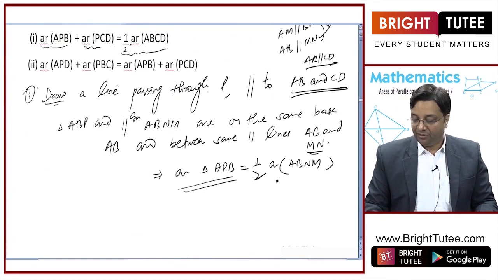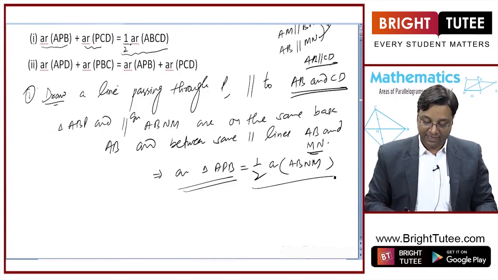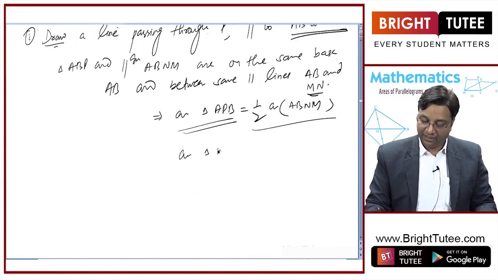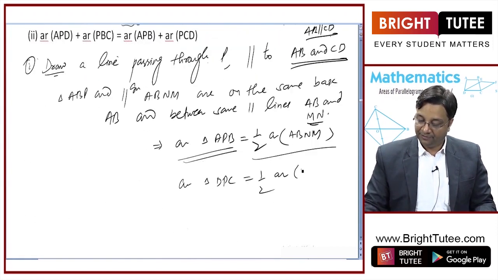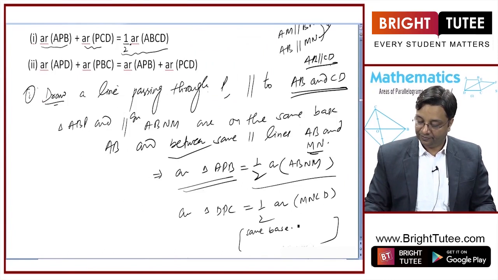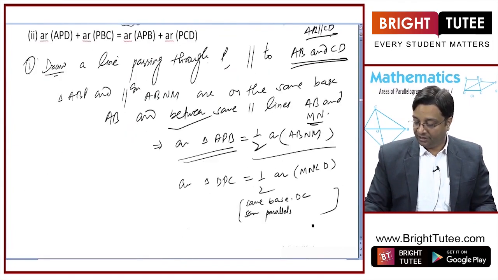So, area of triangle APB is half the area of ABNM, and area of triangle DPC is half the area of parallelogram MNCD because of the same reasoning. They lie on same base. What is the same base this time? DC. Same base DC. Same parallels. What are the same parallel lines? DC and MN.